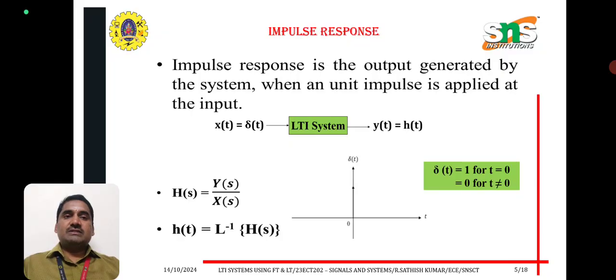The impulse response is the output generated by the system when the unit impulse is applied at the input. X of t is equal to delta of t can be applied to the LTI system, which produces the output y of t is equal to h of t. H of s is equal to Y of s divided by X of s. To find the impulse response of the system, we take the inverse Laplace transform of H of s, and we get the impulse response of the system. Delta of t is equal to 1 for t equal to 0, and 0 for t not equal to 0.